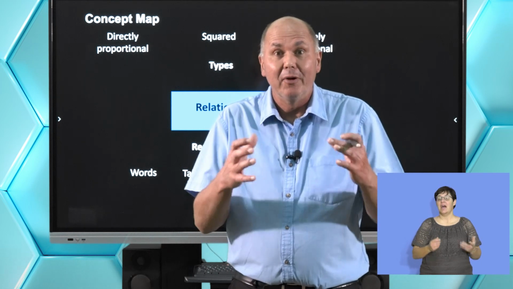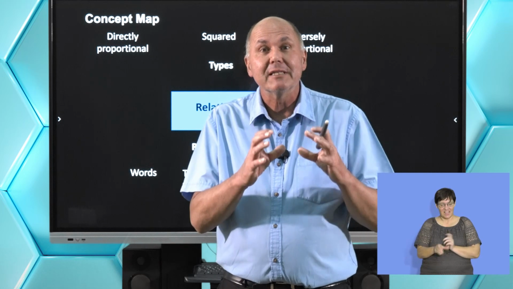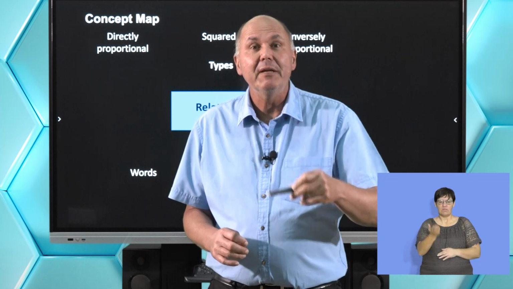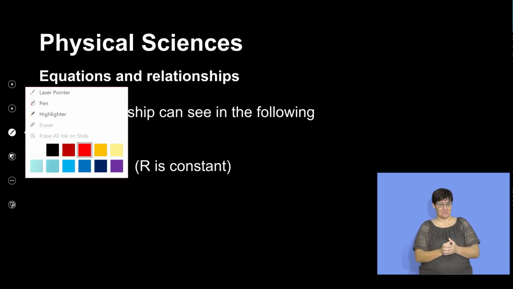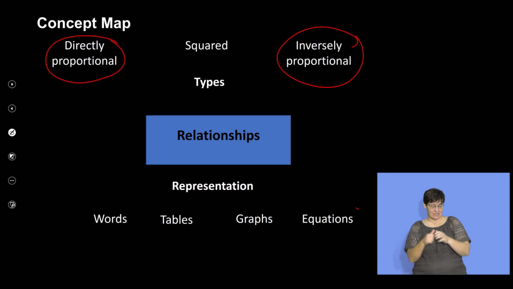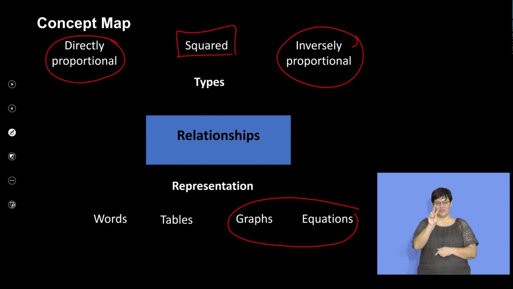Welcome to our lesson on relationships. We're into our last little section, and we're going to look at some interesting relationships now, ones that we haven't looked at before. We've been focusing on the directly proportional relationship and the inversely proportional relationship and seeing how the graphs and the equations work together. Now we're going to look at the squared relationship and also look at how the equations and graphs link together.